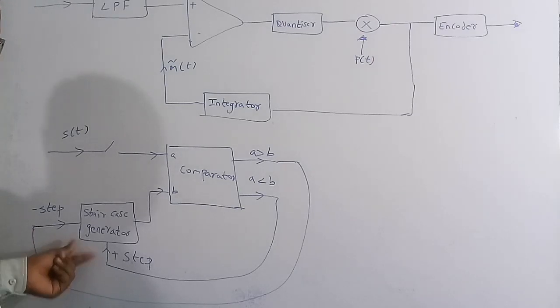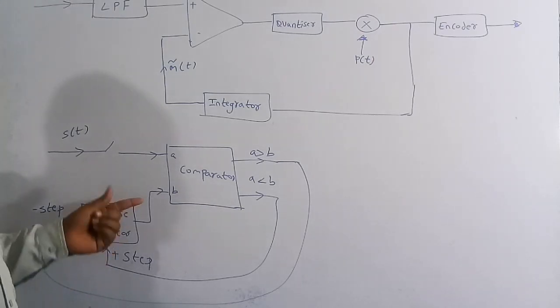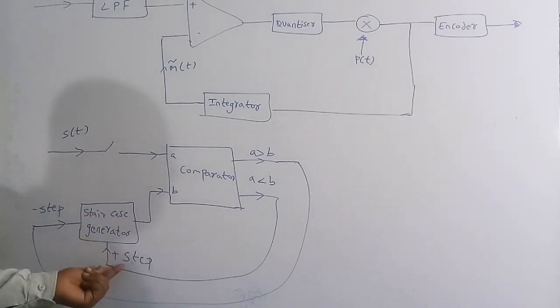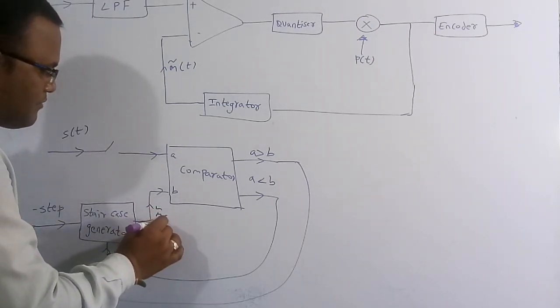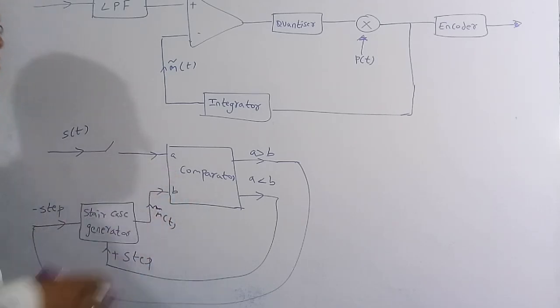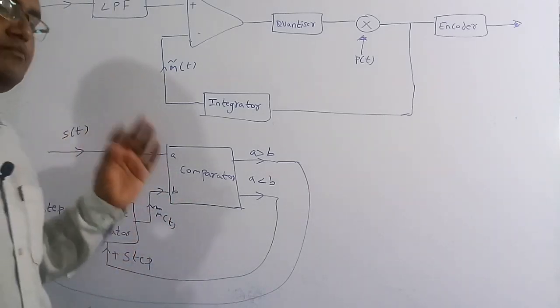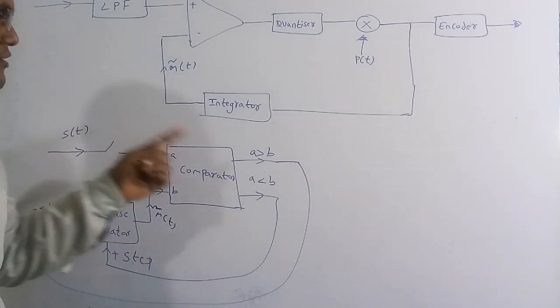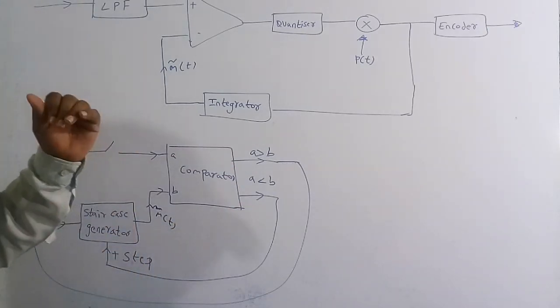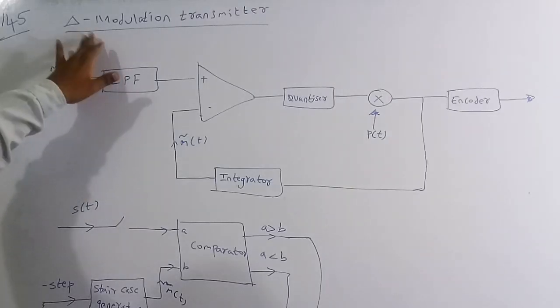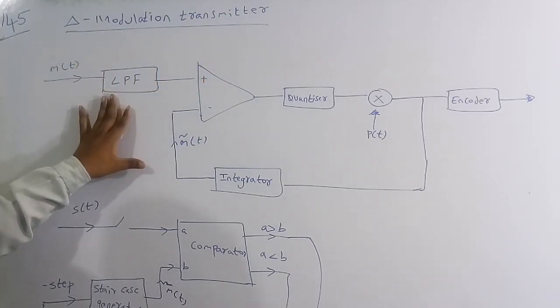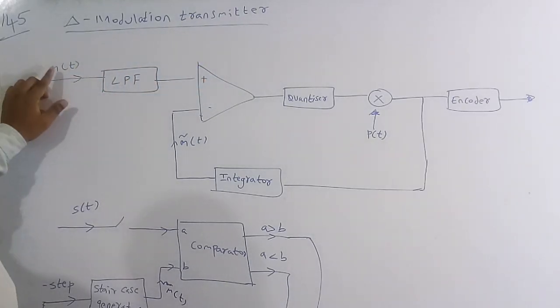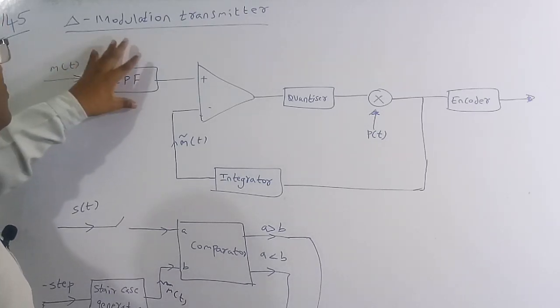These two inputs are given to a staircase generator. With the help of these two inputs at these two conditions, we are going to get a staircase waveform. This is the function of this circuit. Out of the PCM schemes, we need to figure out which circuit resembles this type of circuit. If you see carefully, this is the circuit of the delta modulation transmitter. Here there is a message signal m of t.